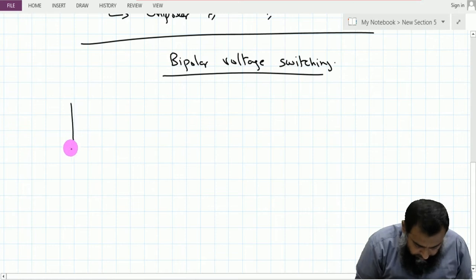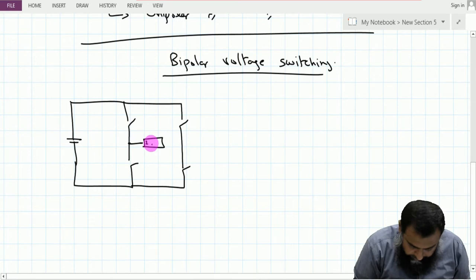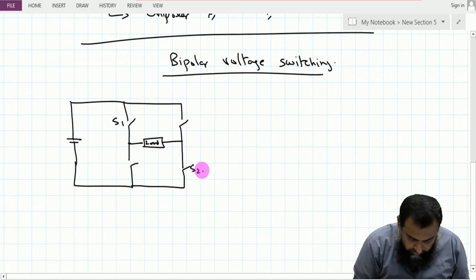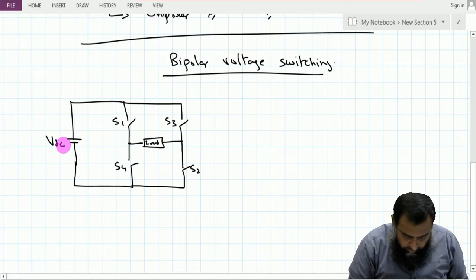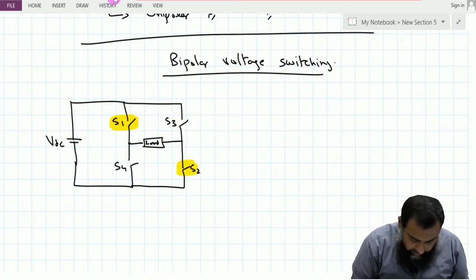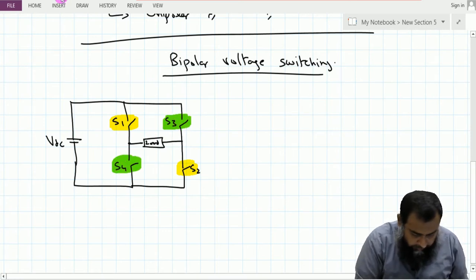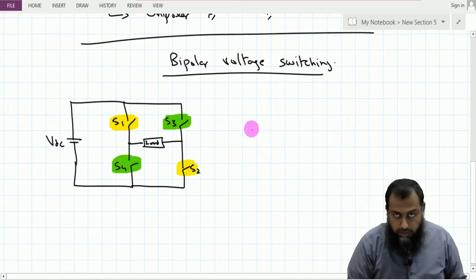So let us say we have an inverter here. We have four switches here, and we have a load connected here. This is S1, this is S2, this is S3, and this is S4, and this is VDC. So the diagonal pairs, this S1 and this S2, these are one diagonal pair as we have seen in the previous inverters, and these two are the other diagonal pair. So let us draw the switching logic for obtaining a bipolar voltage switching.